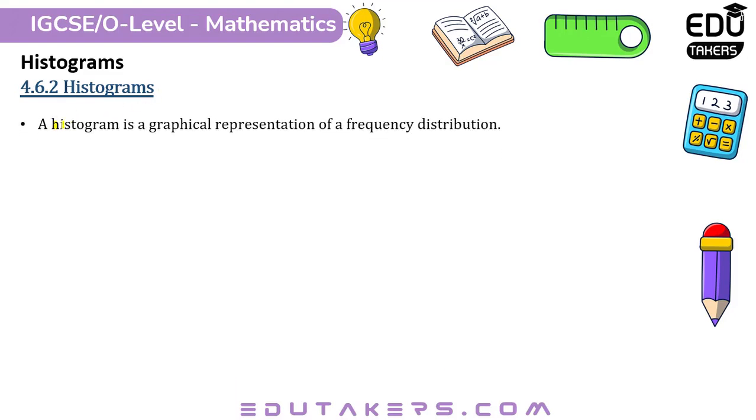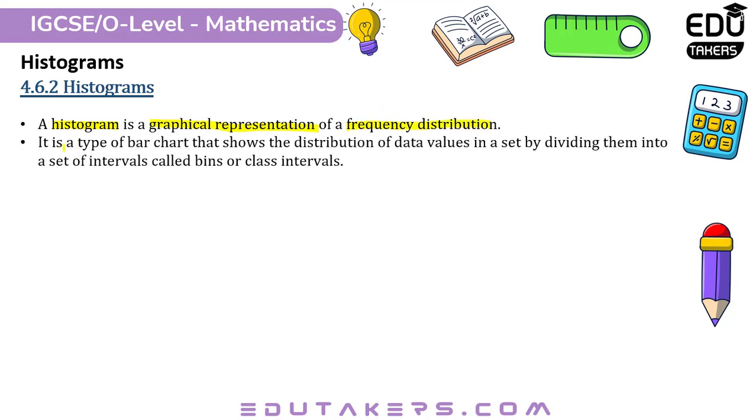Histograms. A histogram is a graphical representation of a frequency distribution. It is a type of bar chart that shows the distribution of data values in a set by dividing them into a set of intervals called bins or class intervals.